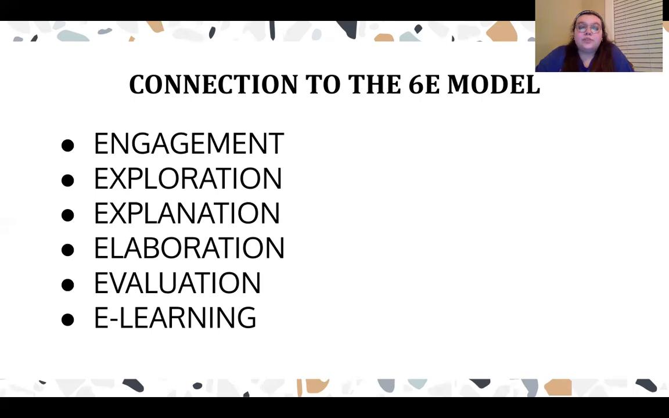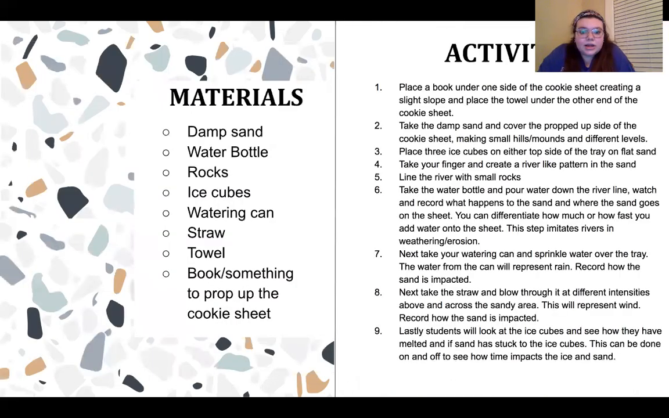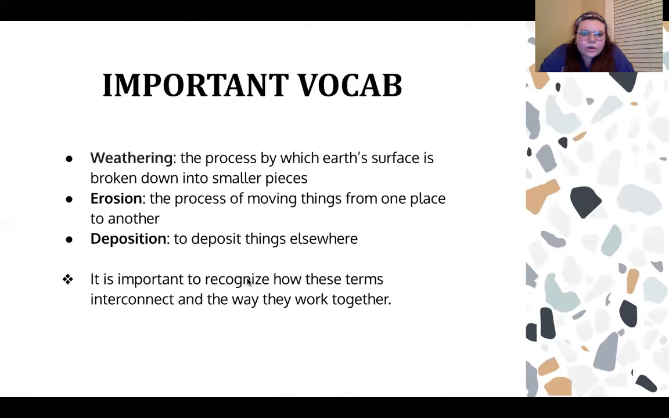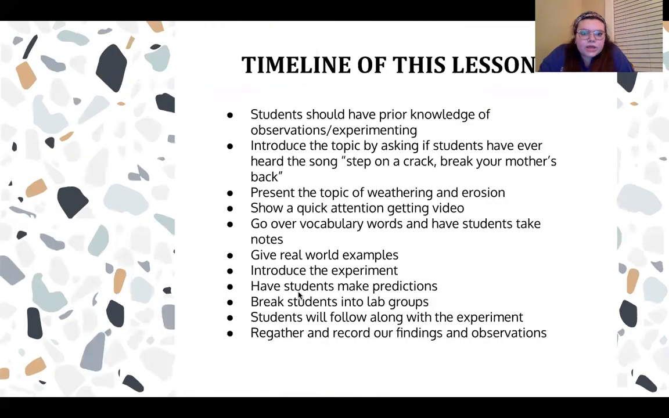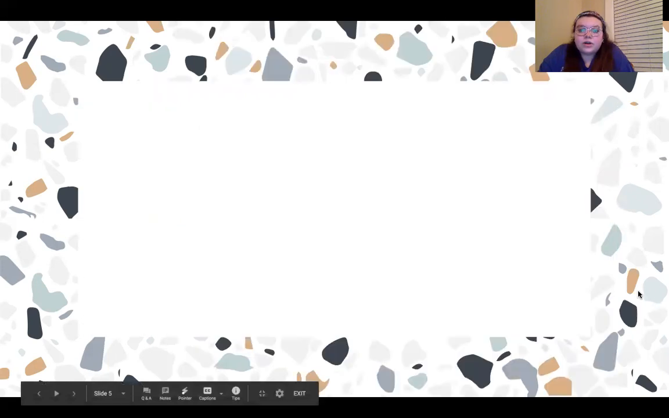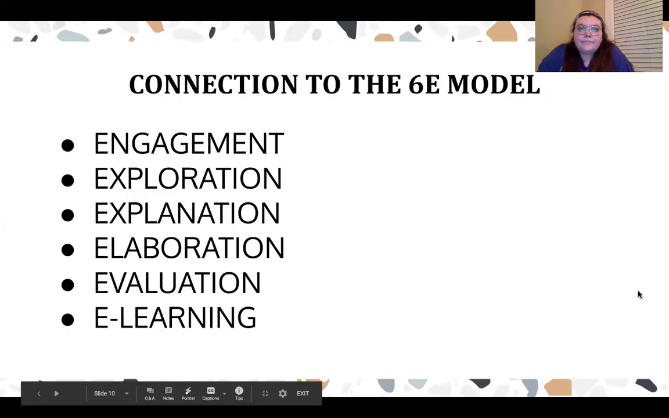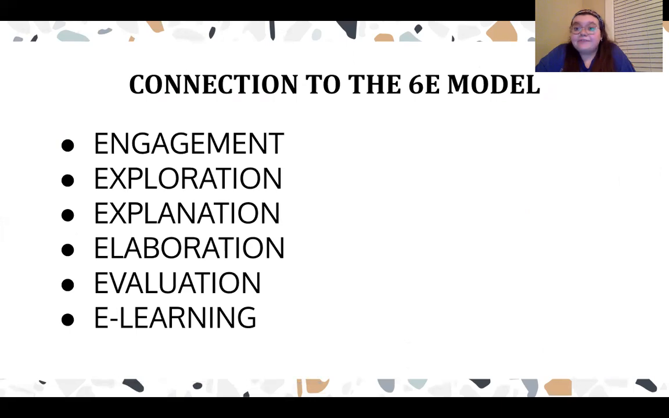And then also, hopefully, at the end of the lesson, in that reflecting period that I have listed, in the regathering and recording our findings, you can look at that science notebook afterwards and really see, okay, does the student understand? Do they seem to grasp the concept? It's a good check-in point.